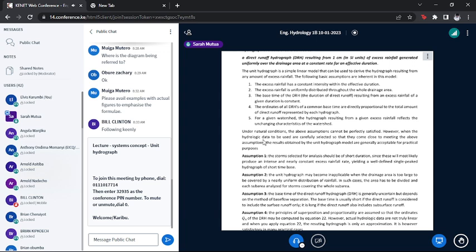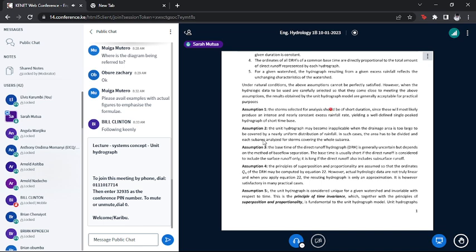So for assumption 1, when you are selecting data for unit hydrograph, you select storms that occur during a very short duration, because such storms will produce intense and nearly constant excess rainfall rate, which will produce a well-defined single peak. So short duration is correlated with nearly constant excess rainfall.